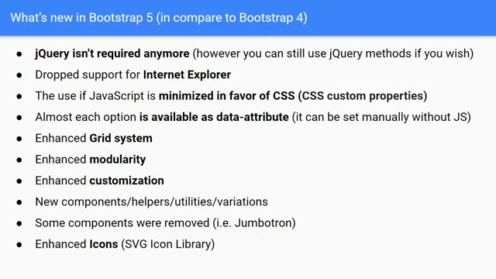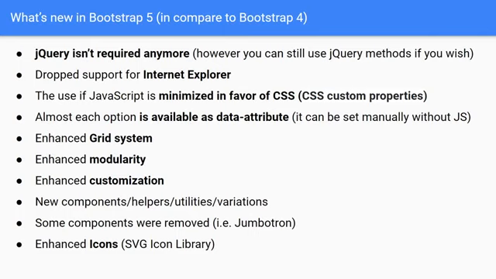Now, the other shift to make this library even lighter was to make almost every option available as a data attribute. So we can just change and adjust it using HTML, for example, in components like toast. We can change almost any option just with the use of a data attribute.